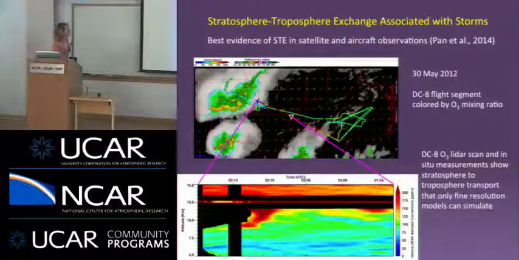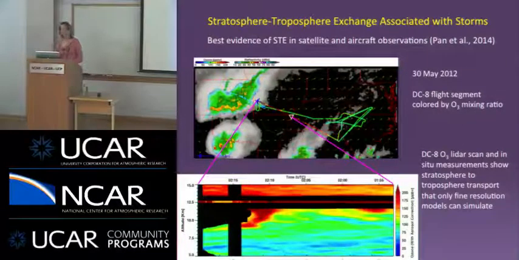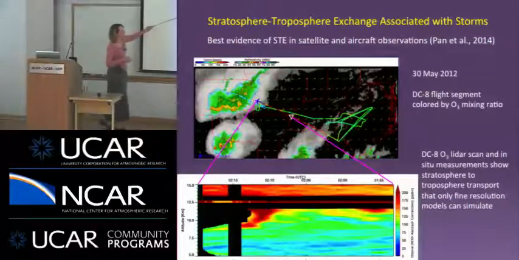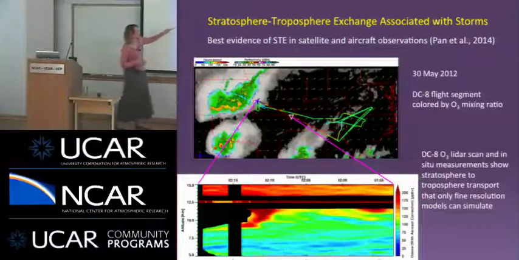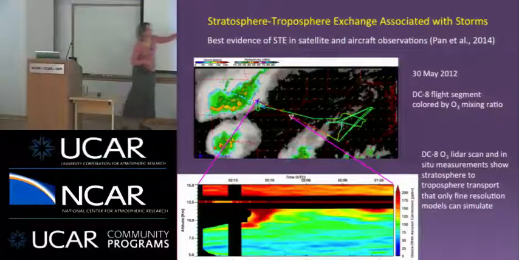So I'm going to begin with the Stratosphere-Troposphere exchange associated with storms, and I think this is one of the best examples of Stratosphere-Troposphere exchange from these aircraft observations. What's shown here is a satellite and radar image of a mesoscale convective system over Kansas, and the DC-8 aircraft returning back to Salina from the eastern US.